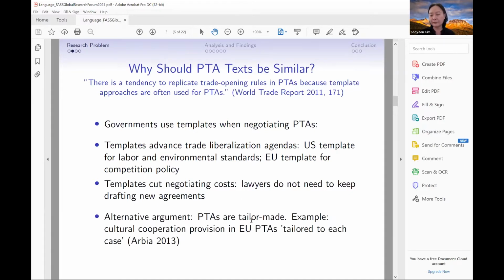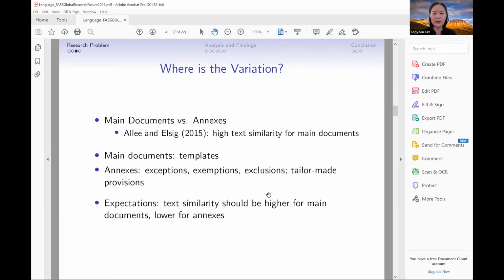However, there are disagreements. There's an alternative argument that some have made, that some PTAs are tailor-made. For example, when it comes to cultural provisions in EU PTAs, these are tailored to each case, as Arbia has argued from some time ago. All right. So my question in pursuing this research problem is to ask, where is the variation? Where do agreements differ? All right. So some of the existing scholarship has looked at what's called main documents.